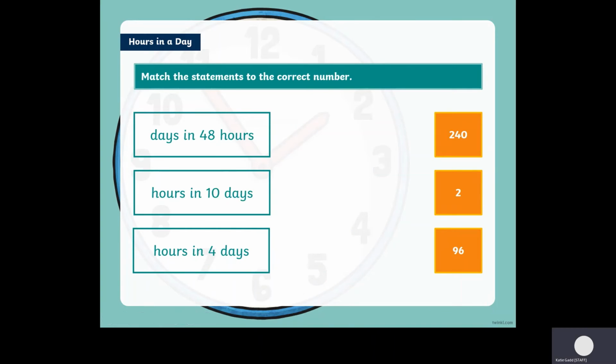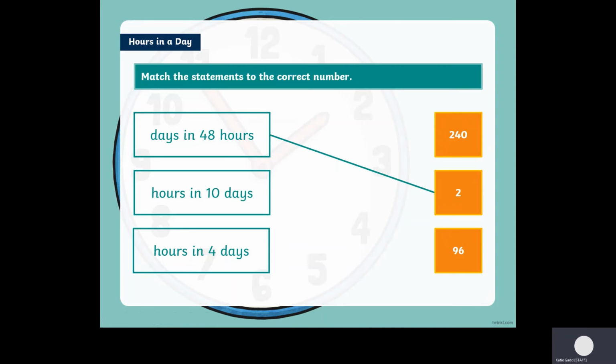Can you now match the statements to the correct number? So how many days are in 48 hours? How many hours are there in 10 days? And how many hours are there in 4 days? Let's have a think. So days in 48 hours. I know one day is 24 hours. If I double 24, I get to 48. So the first answer is 2.